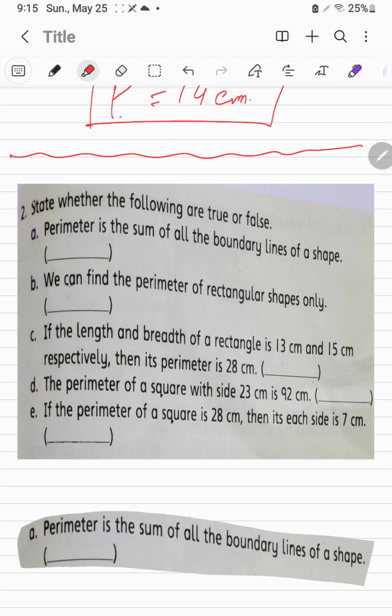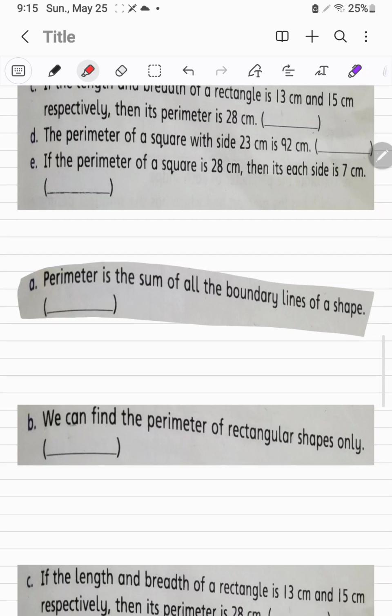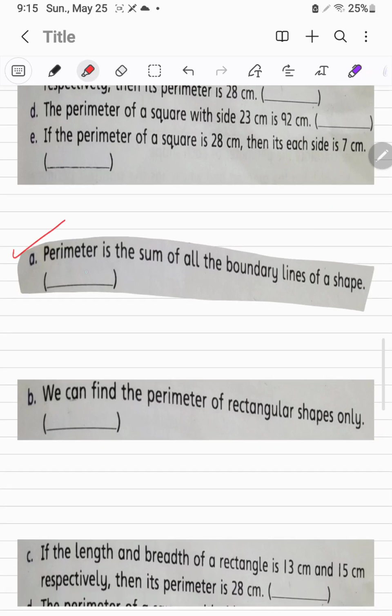Now it is question number 2. State whether the following are true or false. Its A part: perimeter is the sum of all boundary lines of a shape. Yes, it is the sum of all boundary lines or all surroundings. This is true.